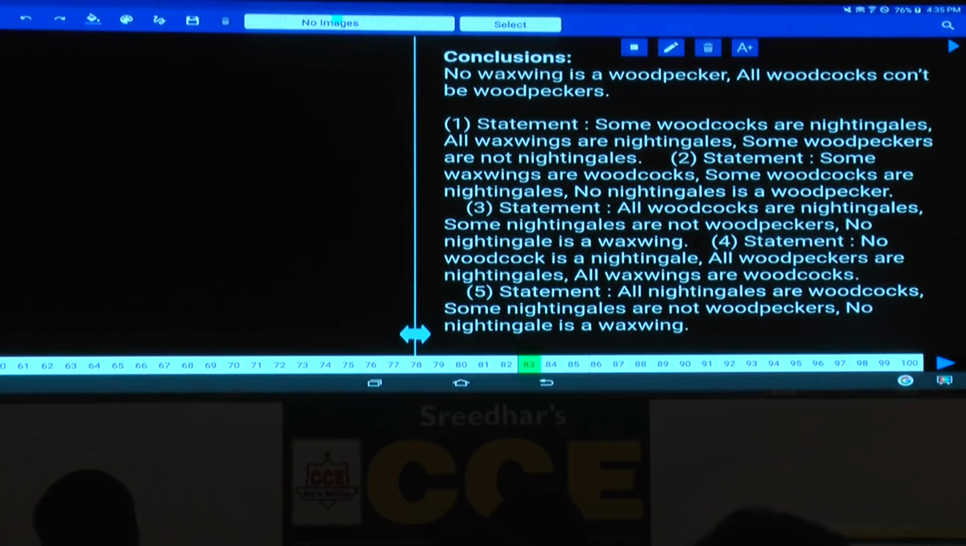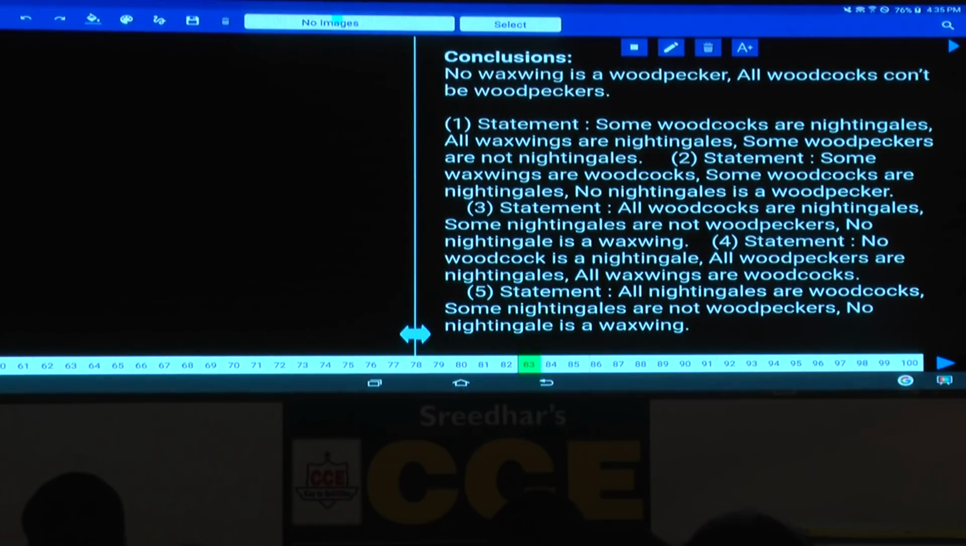Now in this statement 4, no woodcock is a nightingale. Woodcock and nightingale, and no woodcock is a nightingale. Here waxwing and woodpecker. Next one. What is the other statement here? All woodpeckers are nightingales. All waxwings are woodcocks. Now here, woodpecker and nightingale, what is the statement here? Woodpecker, nightingale, waxwing and woodcocks. Is there any statement which is common between these two? No middle term. Hence 1, 2 and 3 cannot be combined, isn't it?